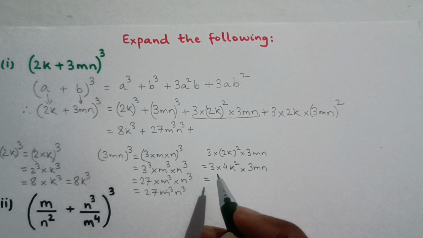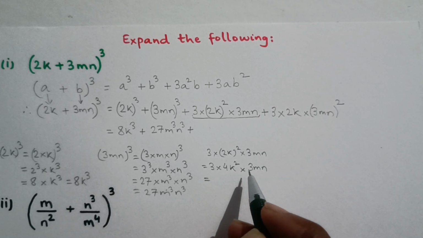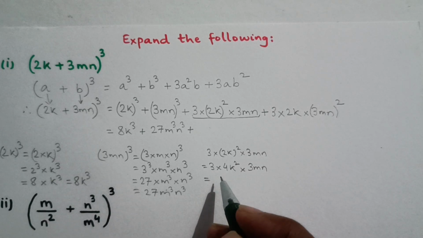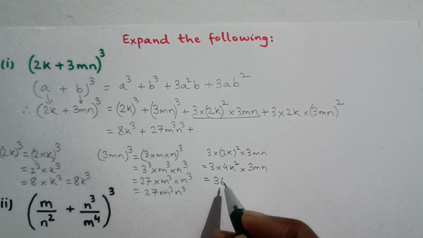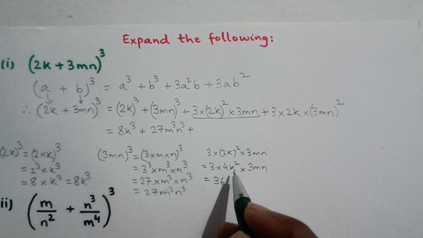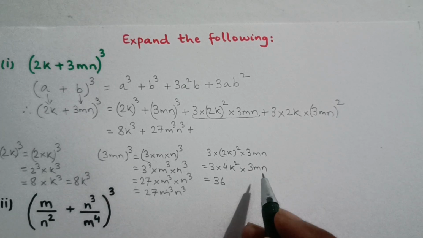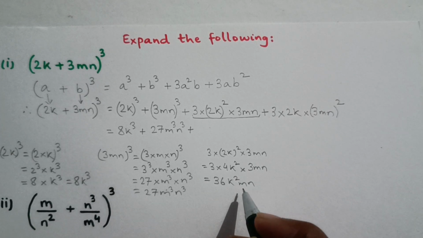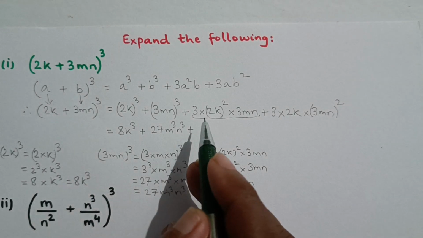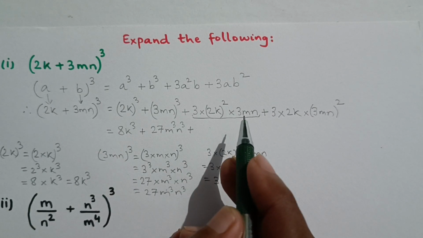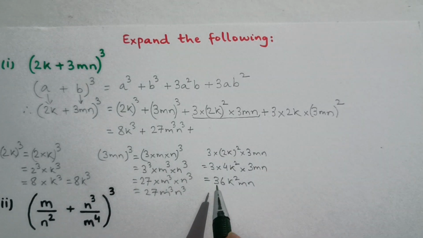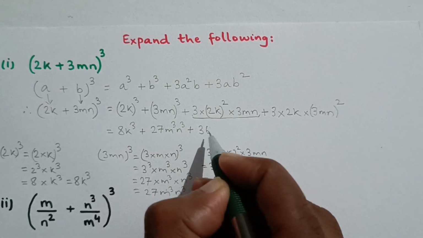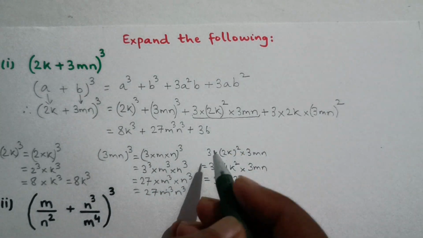So how much is that? First we will multiply the numbers. 3 into 4 is 12. 12 into 3 is 36. And then we have k square mn. So 36 k square mn. So 3 into 2k whole square into 3mn is 36 k square mn.